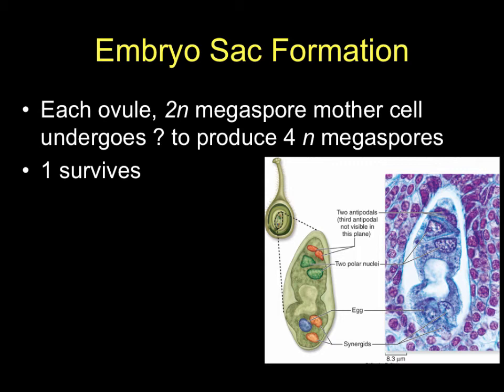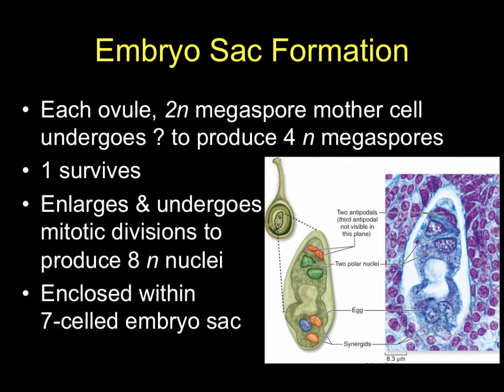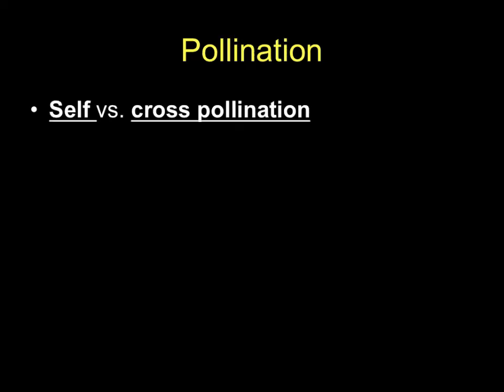And this again is the point at which only one of those 4 cells can survive. The other 3 are going to degenerate. They're going to go away, leaving behind only the one megaspore. That megaspore then gets bigger, it grows, it goes through mitosis, and it produces, again, those 7 cells with those 8 nuclei like we talked about before. The 3 antipodal cells, 2 synergids, 1 egg, and that one large central cell with 2 nuclei. And so that now is the embryo sac, 7 cells that consist of 8 nuclei total.